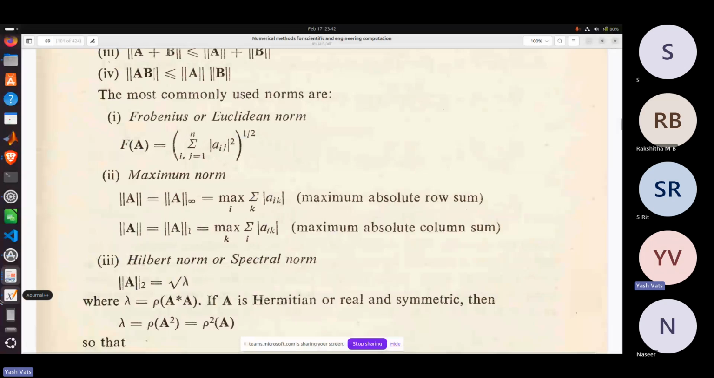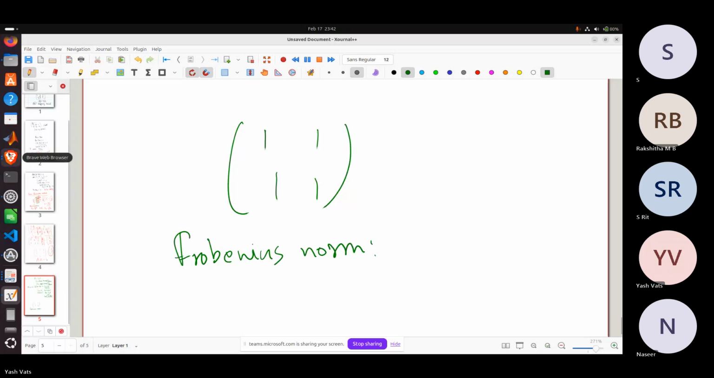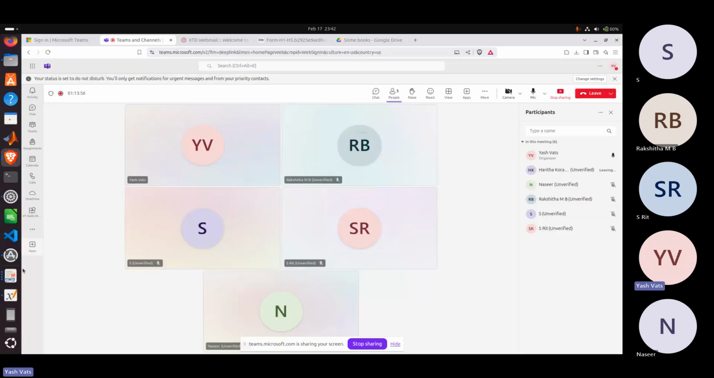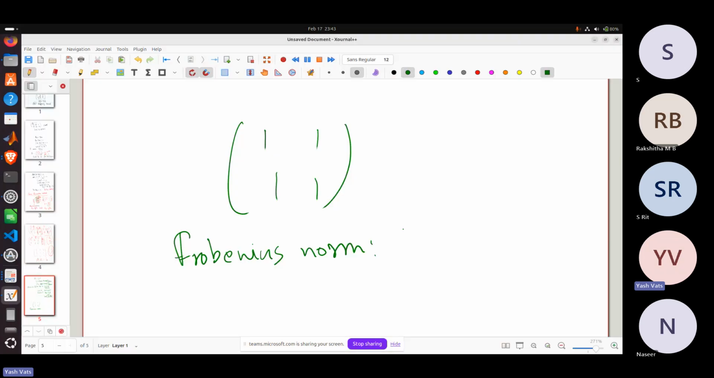If I say you have a matrix here, suppose 1, 1, 1, 1, what is the Frobenius norm? You can also call it the 2 norm. So just try to calculate the 2 norm of this matrix. Just try to find it.